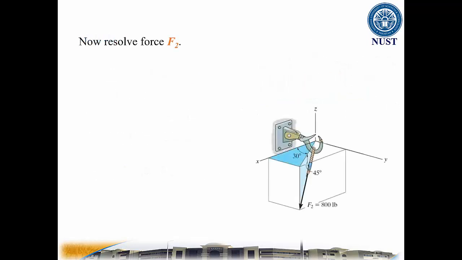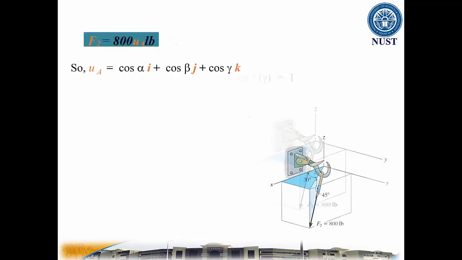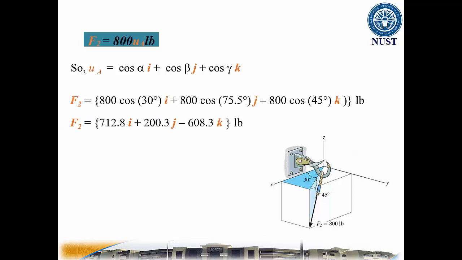Now resolve the force F2. We are given only two direction angles, alpha and gamma. So we need to find the value of beta. Recall this relationship. Now substitute what we know, solving for the unknown beta, which is equal to 75.5 degrees. Now that we have the coordinate direction angles, we can find the unit vector. So using the unit vector equation, we can write the F2 vector, which is equal to 712.8i plus 200.3j minus 608.3k pounds.